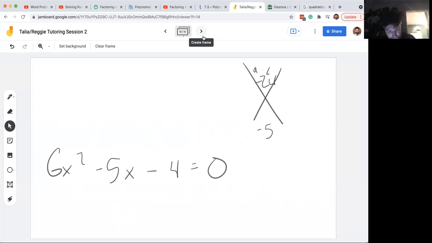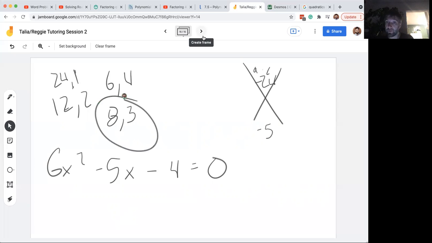I'm just going to write out the factors of 24. So we have 24 and 1, 12 and 2, 6 and 4, 8 and 3. Okay, so since they multiply to equal a negative, one of them will be positive and one of them will be negative. So that means I'm looking for a difference of 5. 8 and 3 have a difference of 5. So they need to add to negative 5: negative 8, positive 3. It's going to equal negative 5.